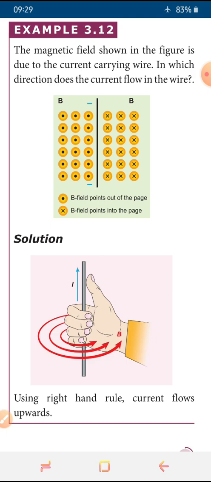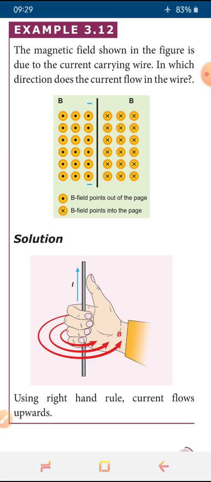Then in the screw rule, when we drive a screw with a screwdriver, we saw in our last class the direction of the current, the forward movement of the screw, and how the magnetic field is acting. So based on that, one example is given here.